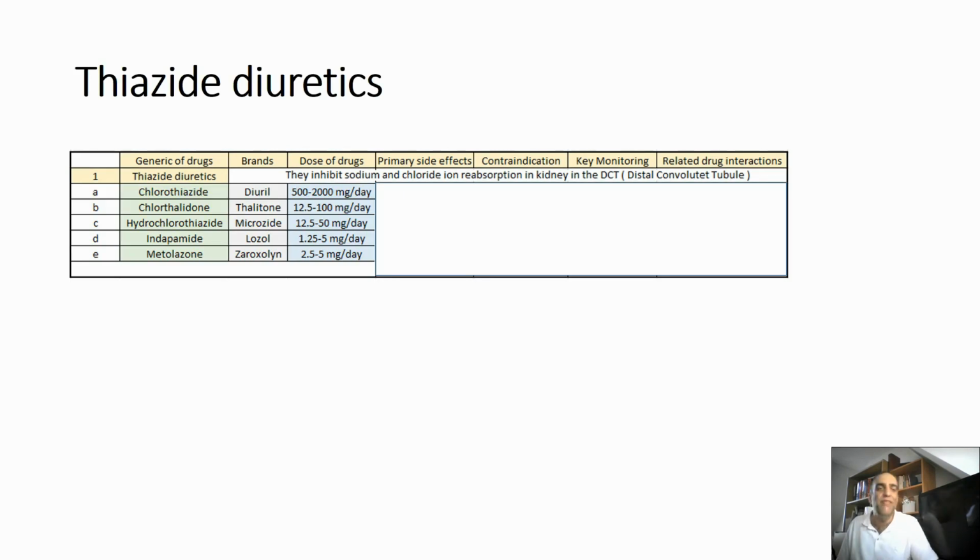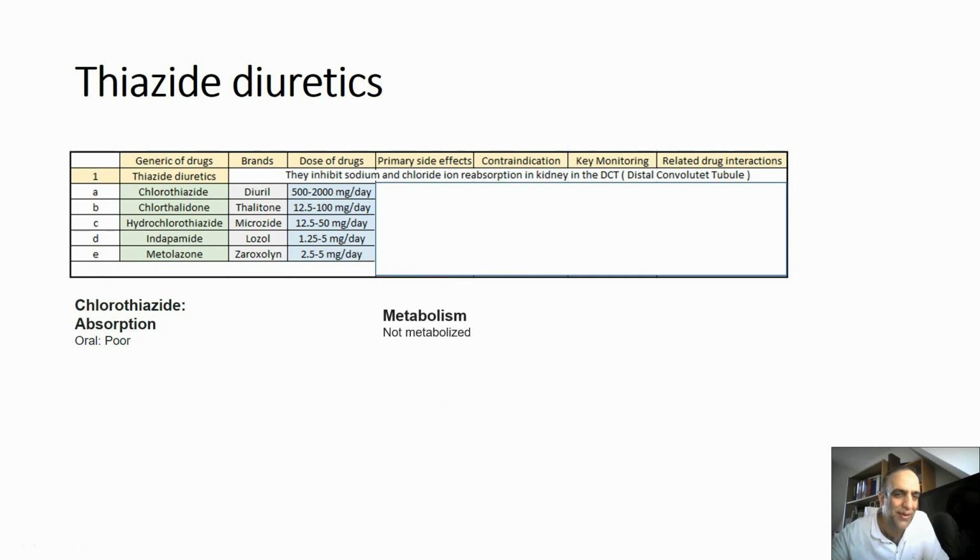We have 5 very important medicines. The first one is chlorothiazide, and the brand name is Diuril. Mainly doses between 500 milligrams per day and 2000 milligrams per day we can use for the patient. Chlorothiazide, as you see, the dose is higher. If you see it in this picture, it is almost more than 20 times the daily dose of the other drugs. Chlorothiazide oral absorption is poor, and because of this we have to use a higher dose.